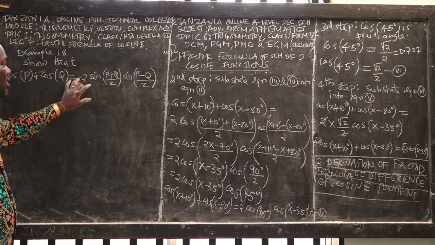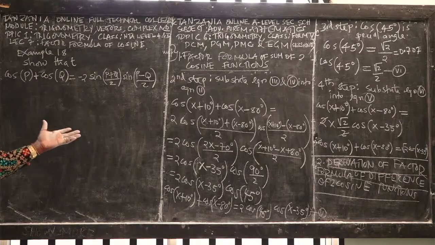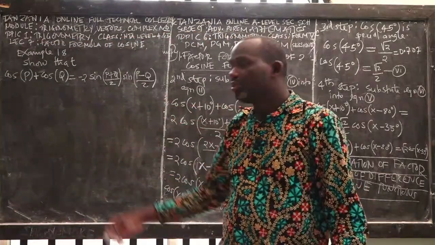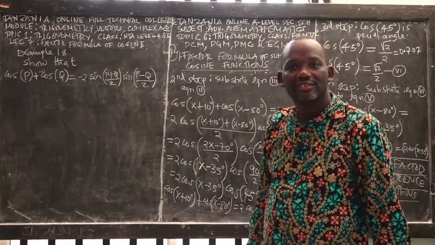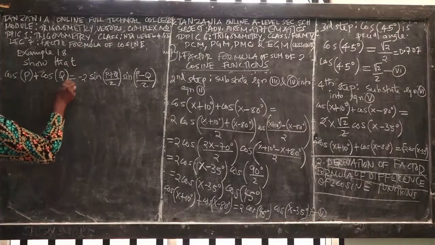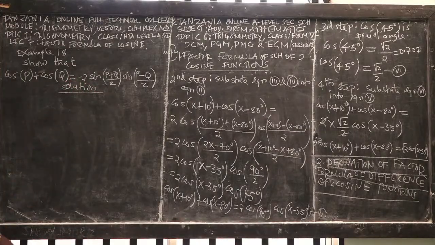Unaona hapa sio tu sine na sine, lakini kuna hasi. You can try. Can you try? Pause the video and have your rough paper. Try to show it because you can. Hi. Thank you for trying. Now let us do correction. So follow along and write this concept.